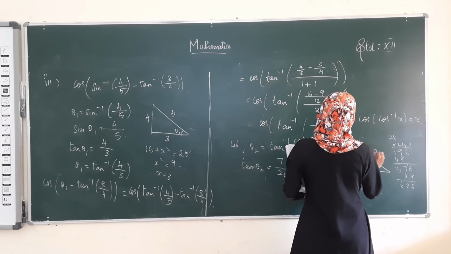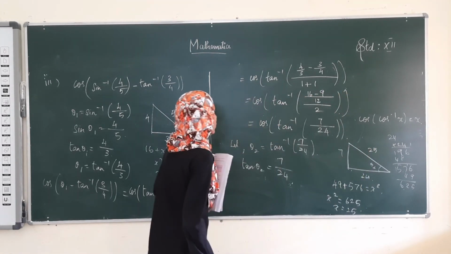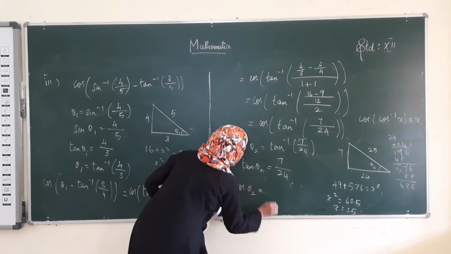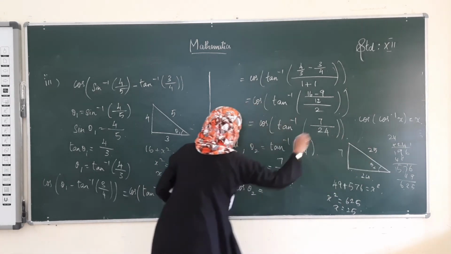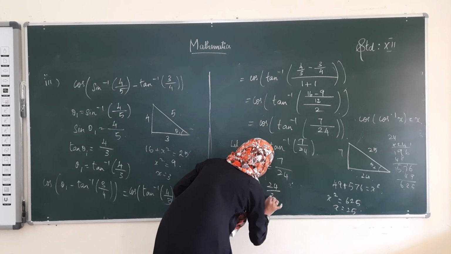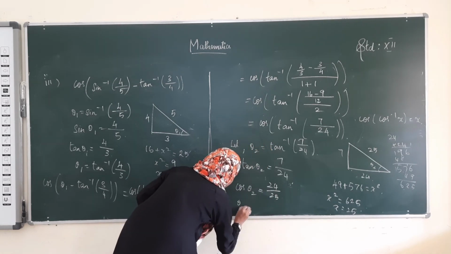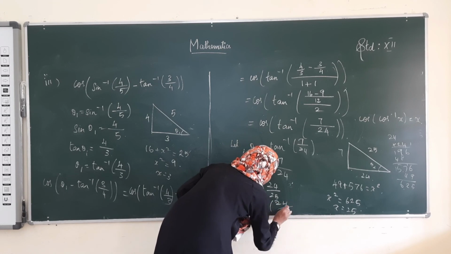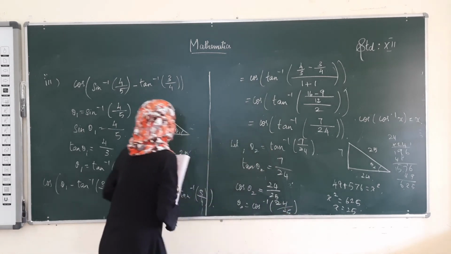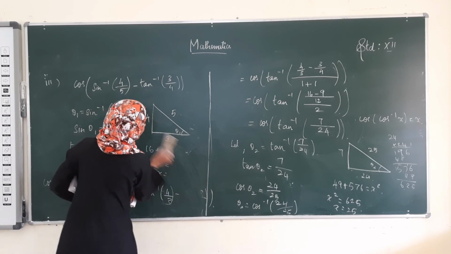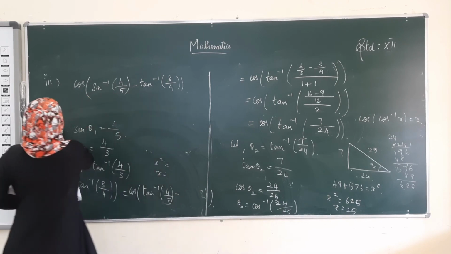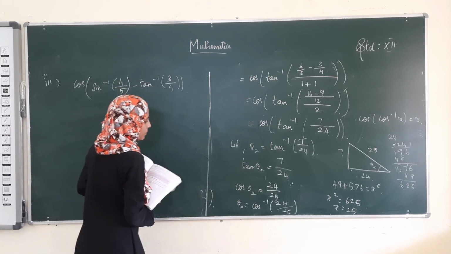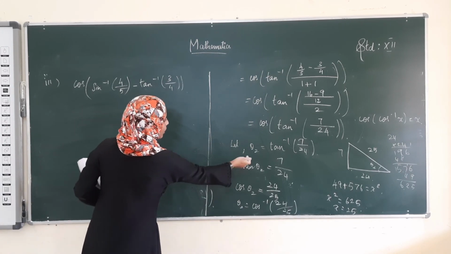This becomes 25. What we want to know? We want to know cos theta 2. Cos of theta 2 is equal to 24 divided by 25. Therefore, theta 2 is equal to cos inverse of 24 divided by 25. Shall we substitute the values?